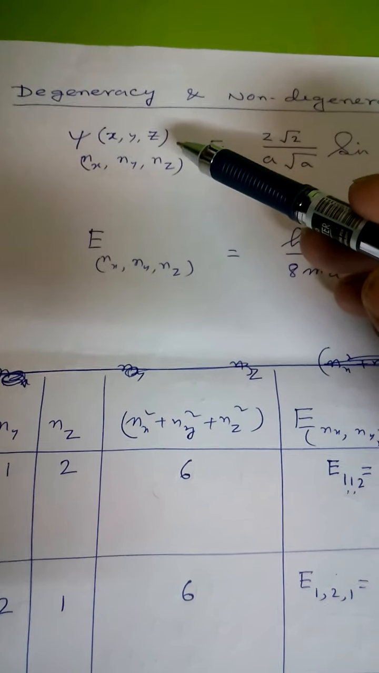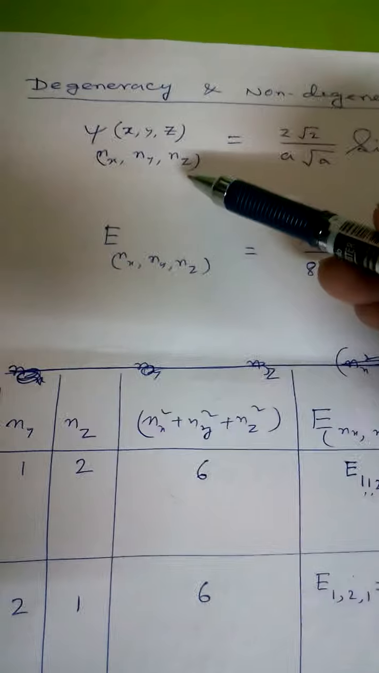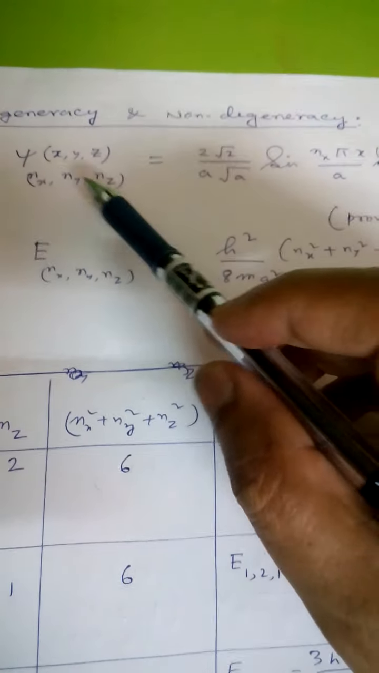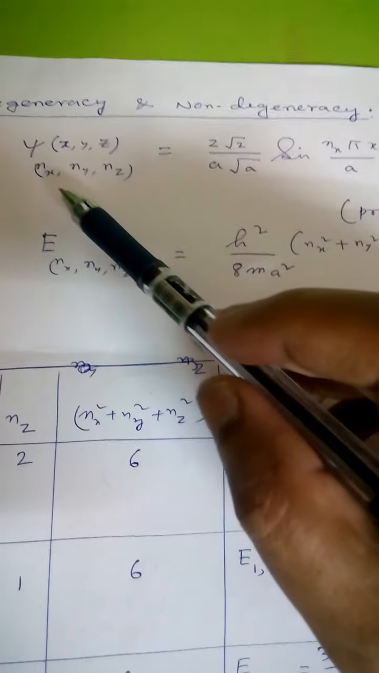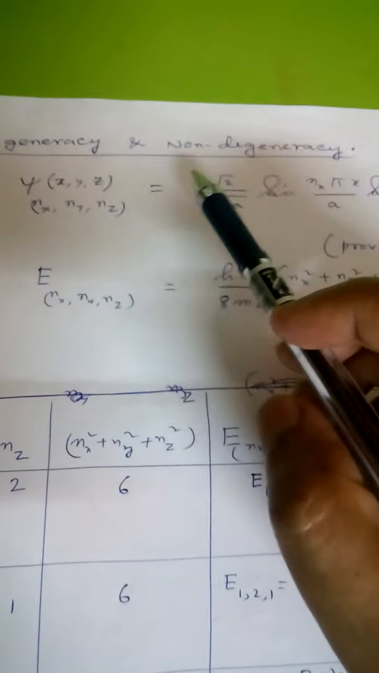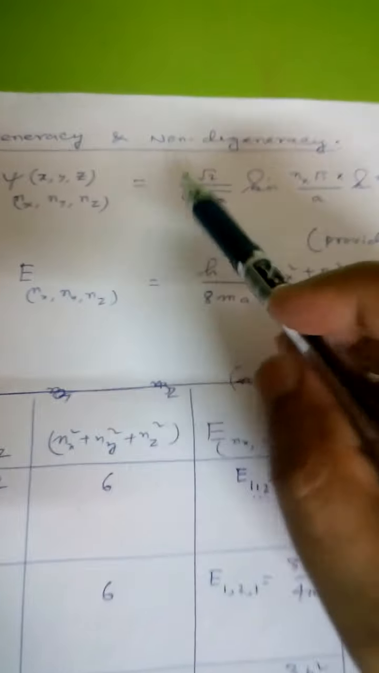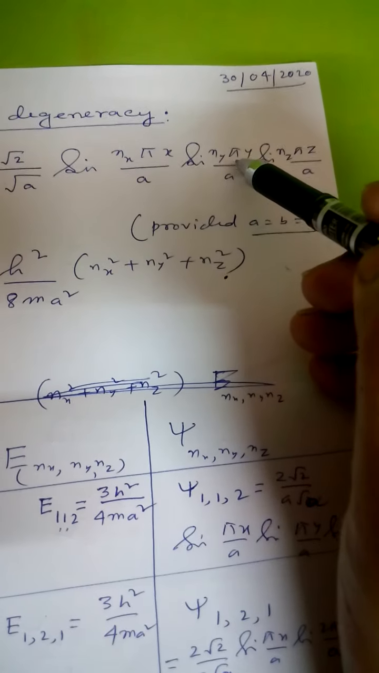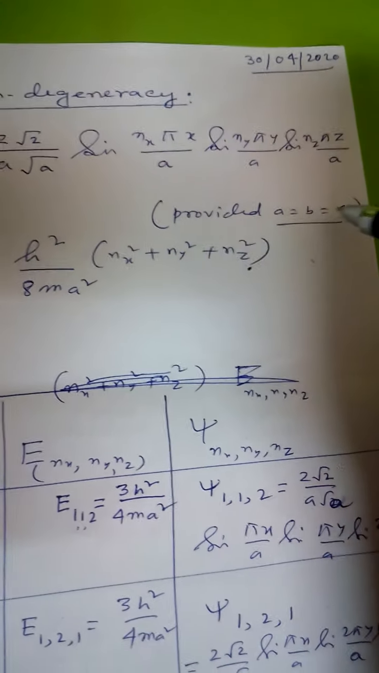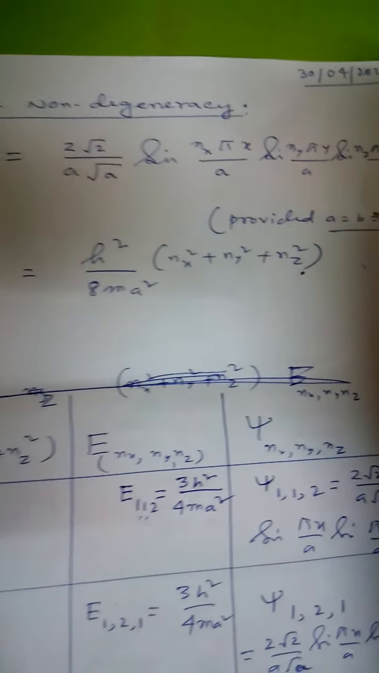We have got the expression of wave function and energy. So this is the wave function for a cubical system, provided A equals B equals C. This is the form of the wave function for the three-dimensional box potential problem, psi xyz with suffix nx ny nz. These are three quantum numbers. So the expression of psi takes the form 2 root 2 by a root a, sine of nx pi x by a, sine of ny pi y by a, sine of nz pi z by a, provided A equals B equals C. That is for a cubical system.